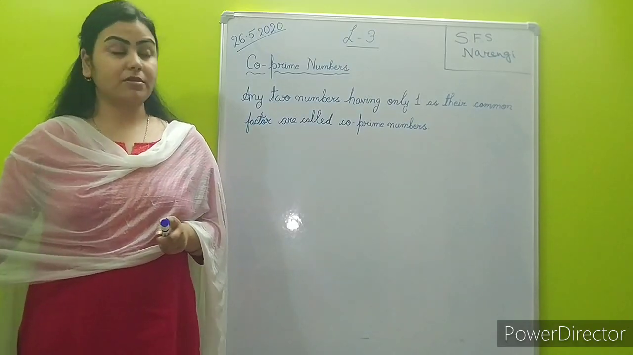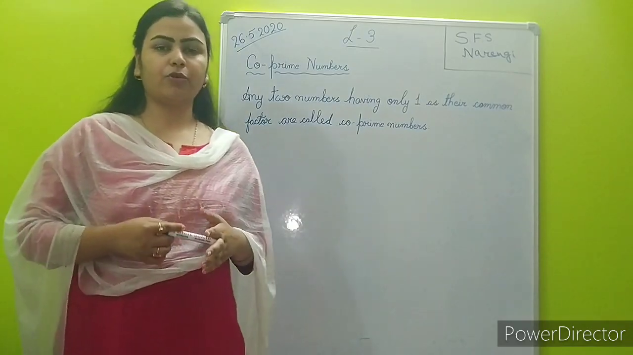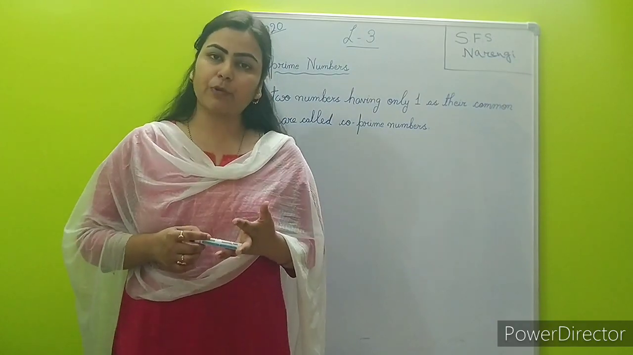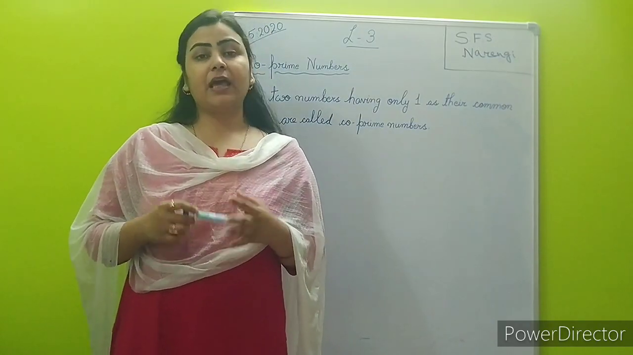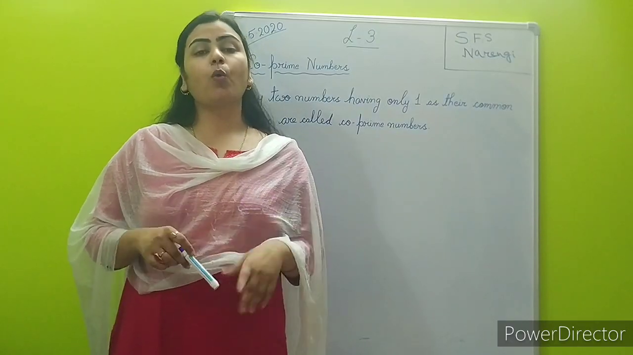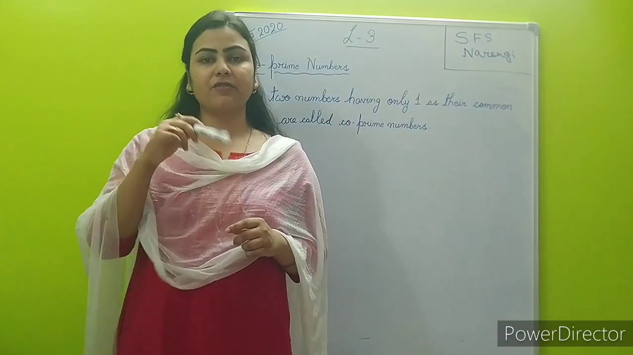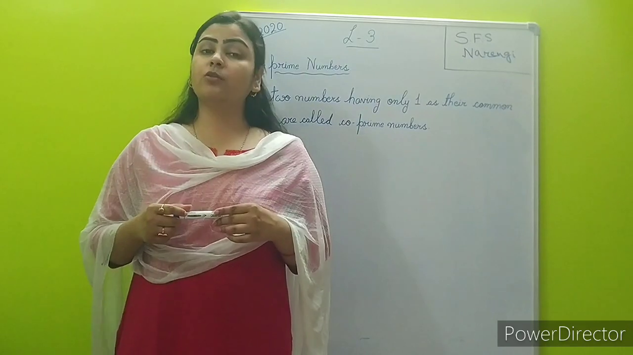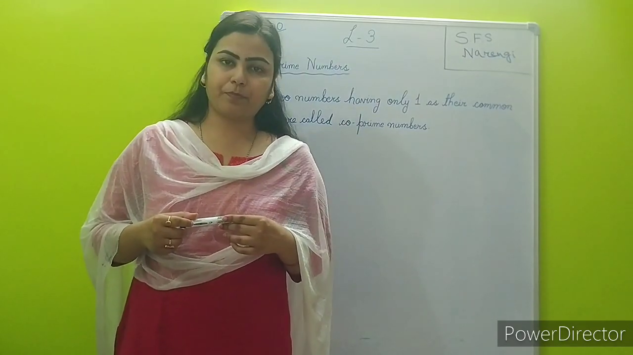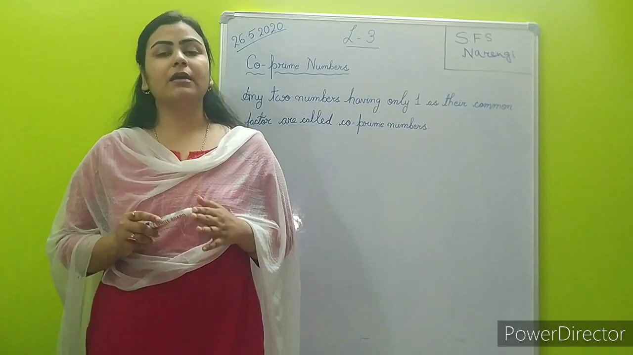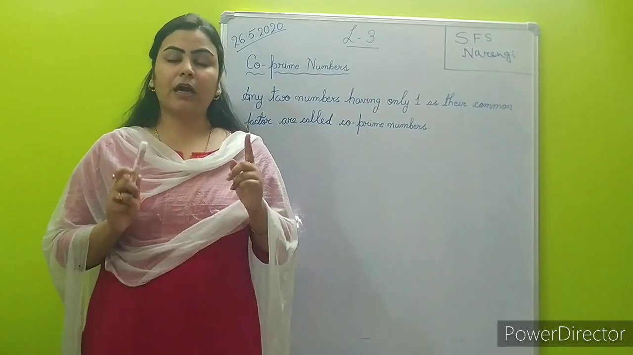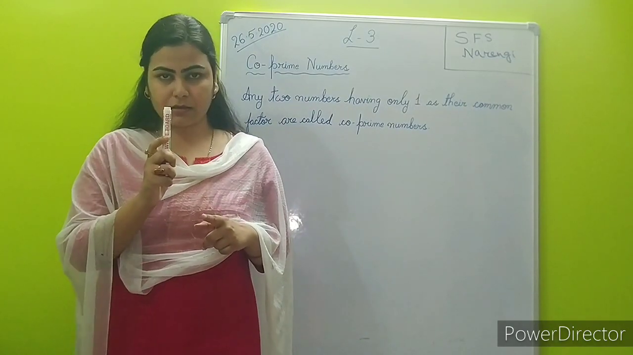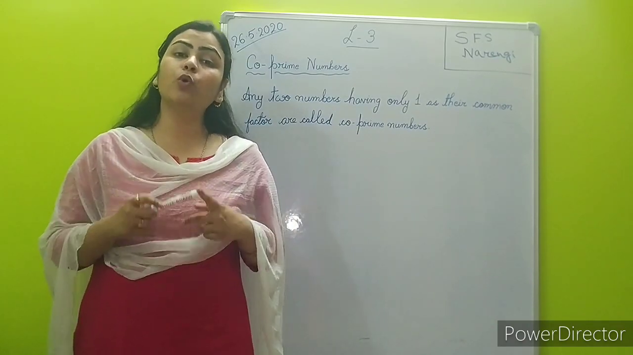Now, what are co-prime numbers? If you take any two numbers, that can be 2 prime numbers, 2 composite numbers, or 1 prime and 1 composite number, and they have only 1 as their common factor, then those two numbers are known as co-prime. Now, we know 1 is a factor for every number, right? Again, I'm repeating, any two numbers, if they have the number 1 as their only common factor.